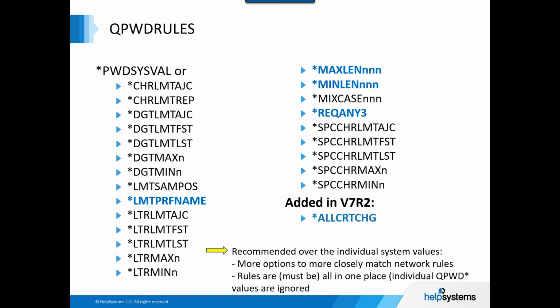So the other thing along the lines of passwords is which system value you're going to use to define what your password rules are. So this is the minimum length, maximum length, whether it requires a digit, and so forth. I would really encourage you to move away from the individual system values and put all your rules in the password rules system value, because it has so many more options for you. And using this system value typically allows you to align more with your network requirements than just using the individual ones. And so I would highly recommend that you move off of the individual ones to using the password rules.